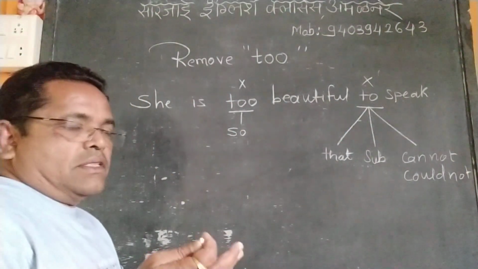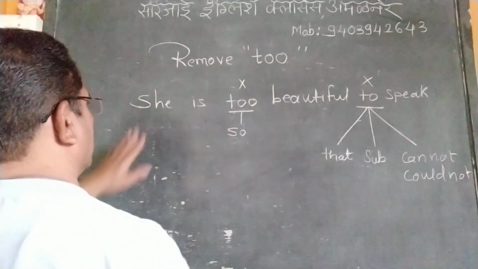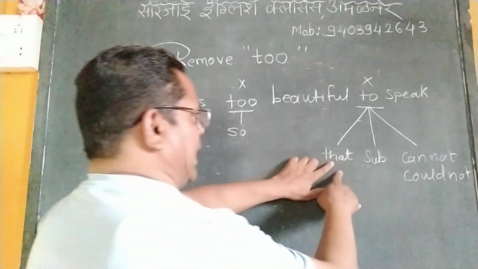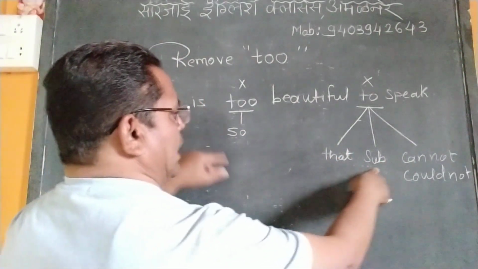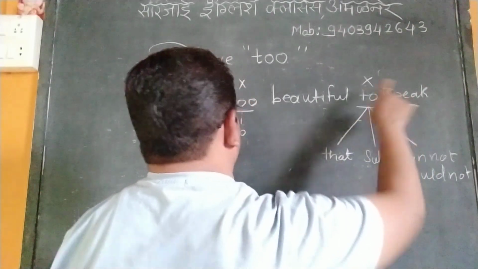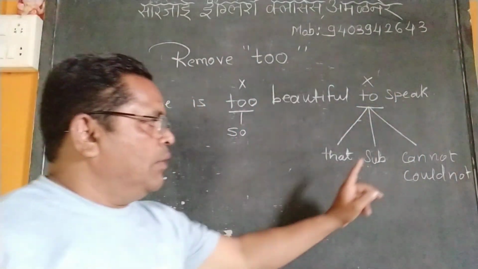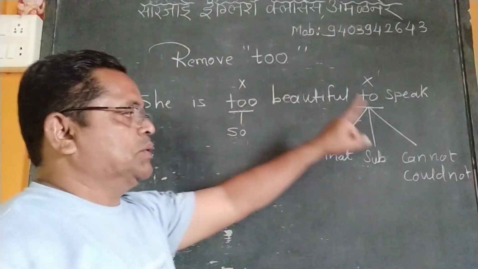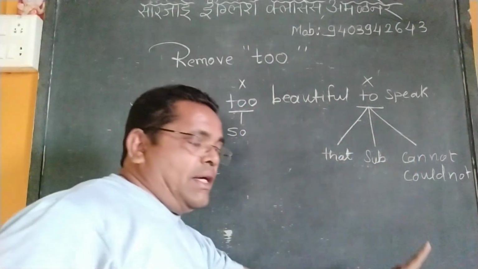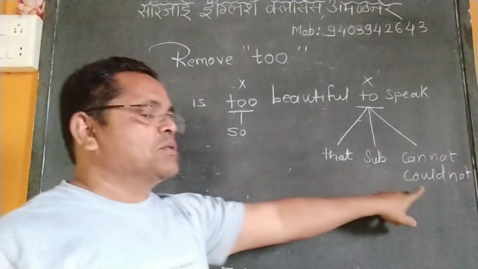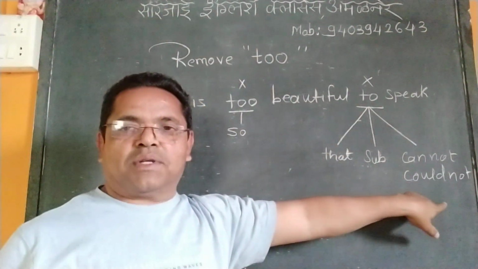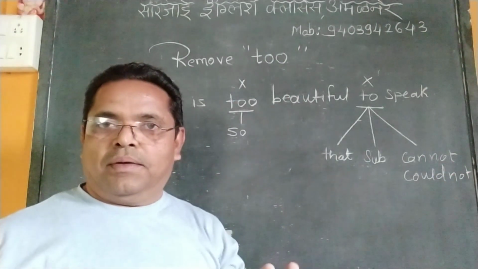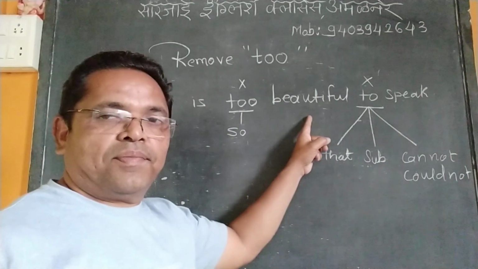See, suppose: she is too beautiful to speak. Now how can we change the sentence? Remove "to". She is so beautiful that she cannot speak. Now when there is a present tense in the sentence, use "cannot". If there is a past tense, use "could not". Such types of sentence we can also call a complex sentence. Do you understand this?